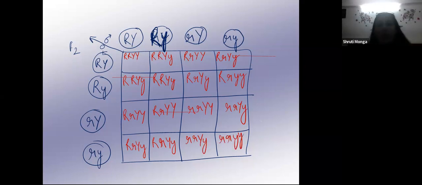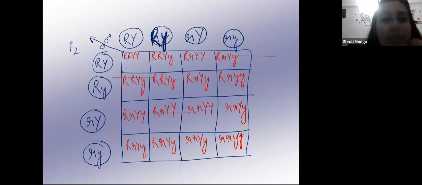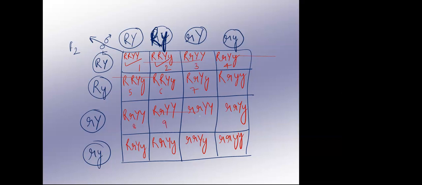Okay. So if you see the phenotype, this is round yellow. This is round yellow. Okay, 1, 2. This is also round yellow 3. This is also round yellow 4. Again round yellow 5. Again round yellow 6. Round yellow 7. Round green. Okay, so first I'm calculating the round yellow seeds. 7, 8, 9.